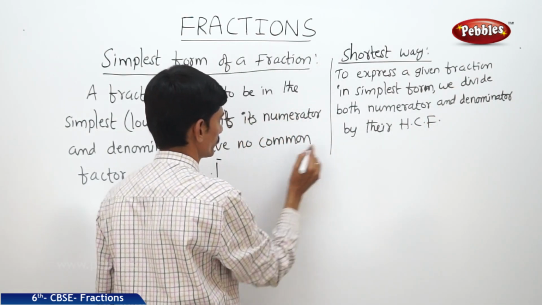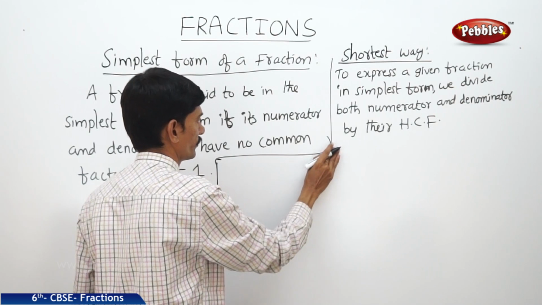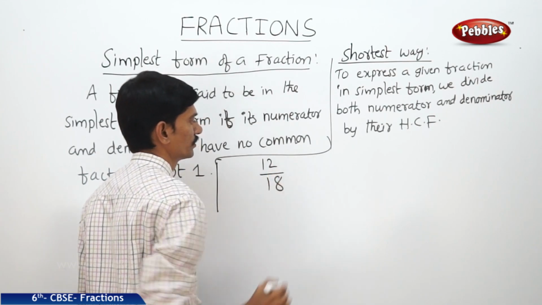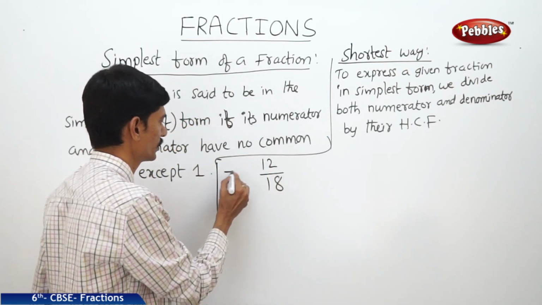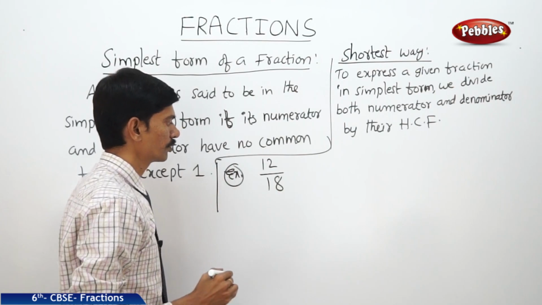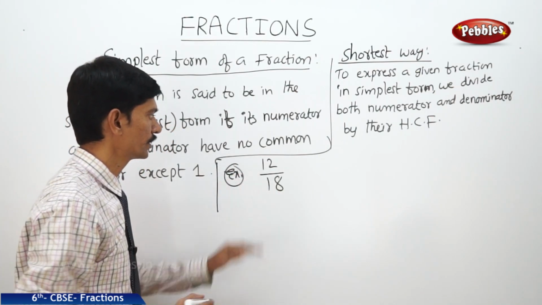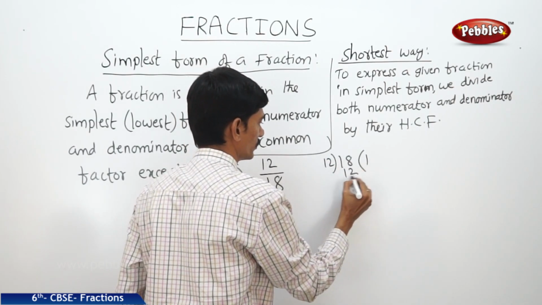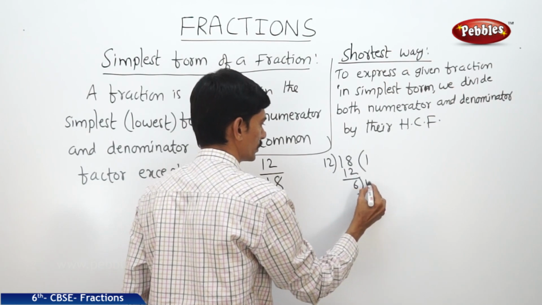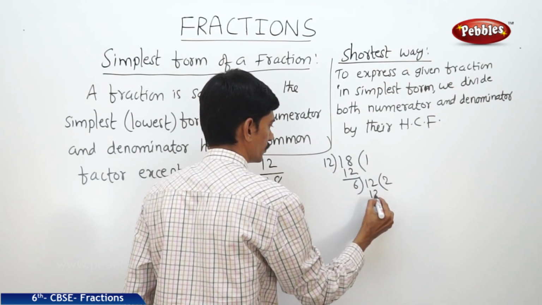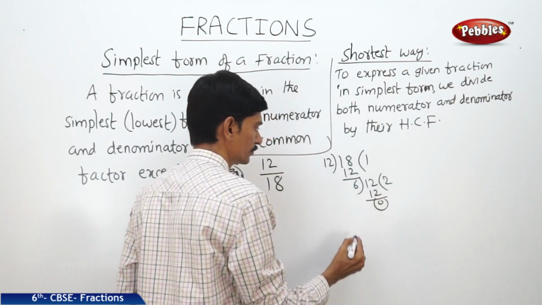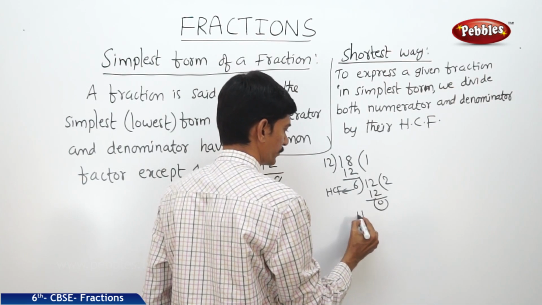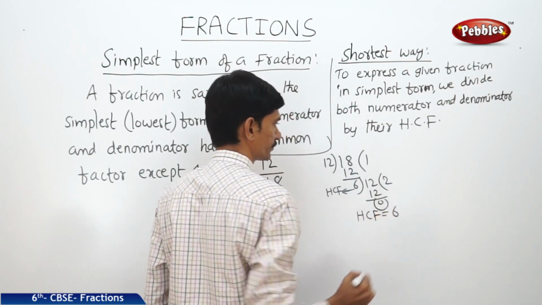Now for example, 12 by 18. This should be expressed in the simplest form. First we will find the HCF of 12 and 18. 12 ones are 12, remainder 6. Again we take 12 as the new dividend, 6 twos are 12. When you get the remainder 0, the last divisor is the HCF. So your HCF is 6.